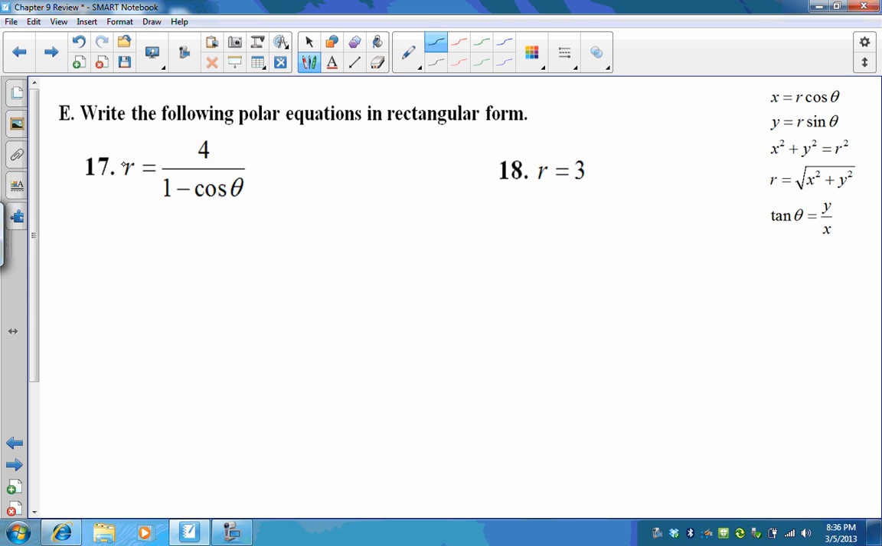Okay. This one is probably the most difficult one. r equals 4 over 1 minus cosine theta. What I'm going to do here is multiply both sides by the denominator, which was 1 minus cosine theta. If I multiply the left side by 1 minus cosine theta, on the right side the 1 minus cosines cancel. I have 1 on top and 1 on bottom, so my right side ends up just equaling 4. That's all that was left. On the left side, I'm going to distribute my r through this set of parentheses. So r times 1 minus r times cosine theta.